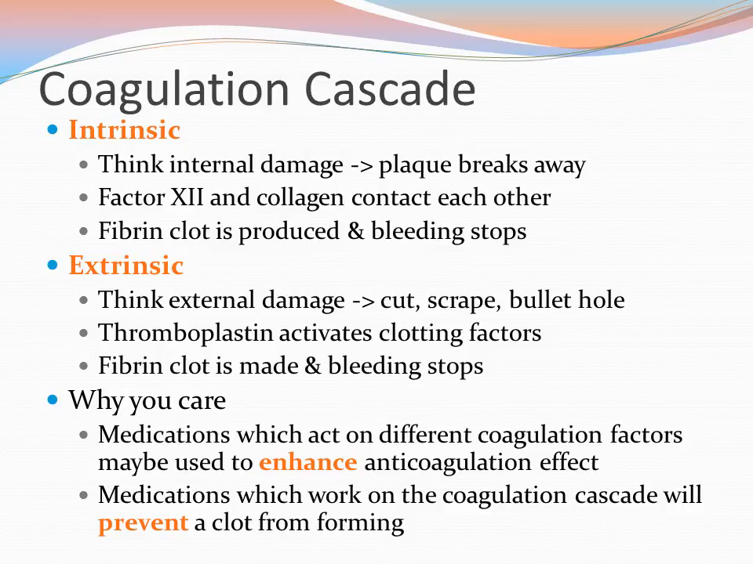The other reason why you're going to care is medications which work on the coagulation cascade will prevent a blood clot from forming. So if you can look at it and see, oh, it's an anti-factor 10, I know it's working on the coagulation cascade, therefore I know it's an anticoagulant. Your antiplatelets do not work on the coagulation cascade. So that's just another thing I want you to be able to identify when you see it's working on these different factors. Understand we're working on the coagulation cascade, not on the platelet side of antithrombosis.